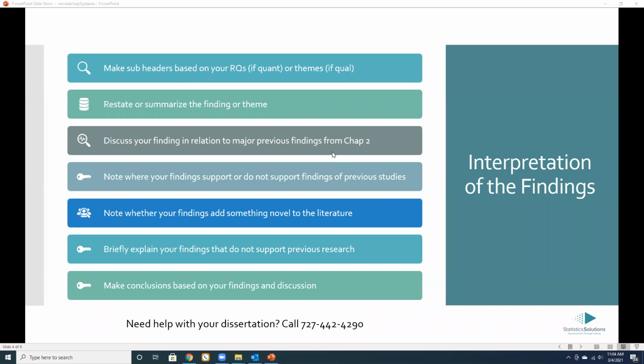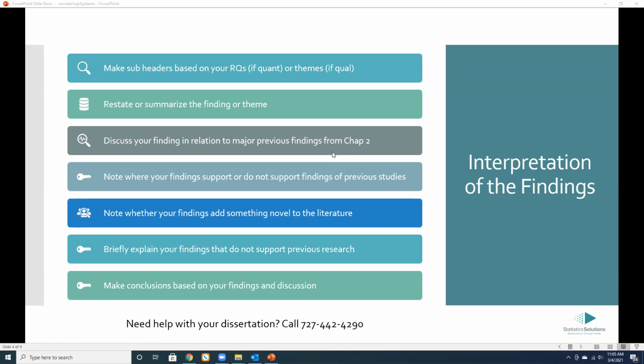Interpretation of the findings section, sometimes you call it discussion, within the discussion chapter, is really the heart of the chapter. This is where you take your findings and you discuss them in relation to previous findings. And after that, you can make conclusions, and you can make recommendations for practice and recommendations for further research.